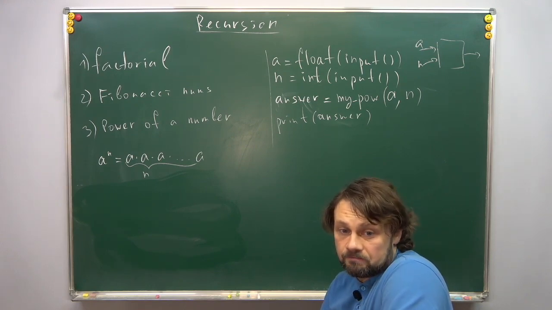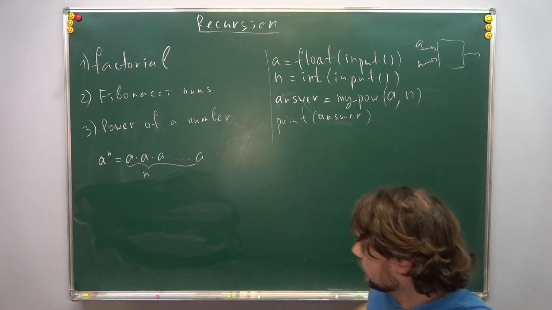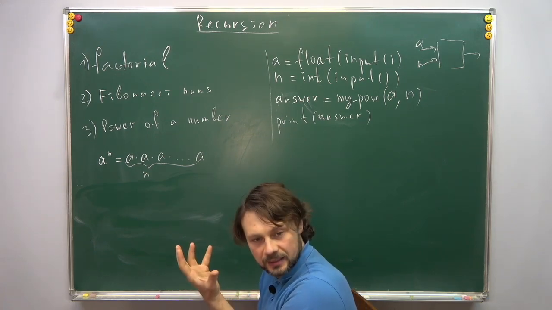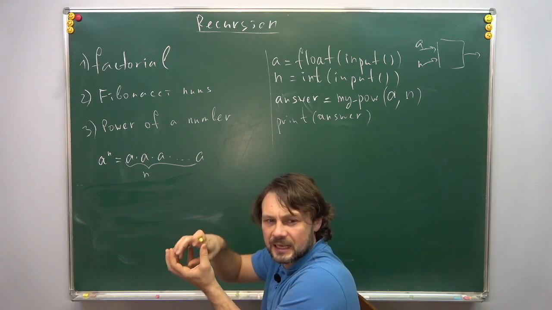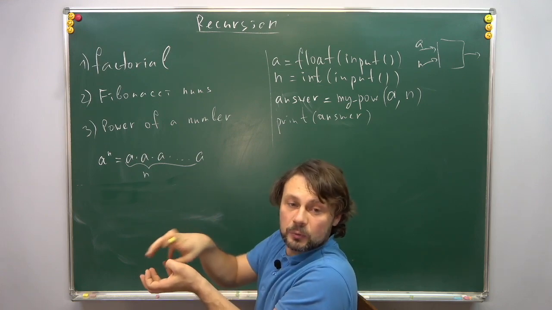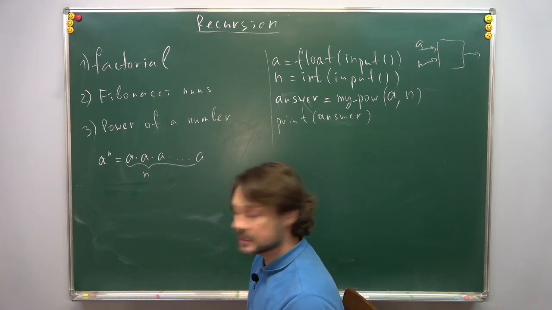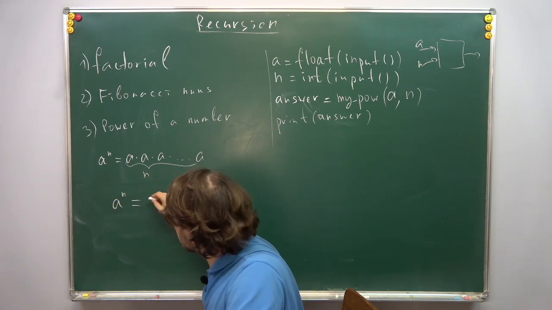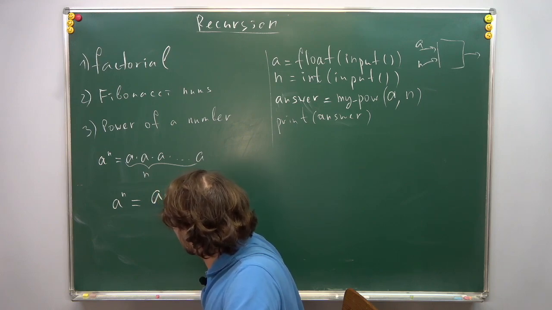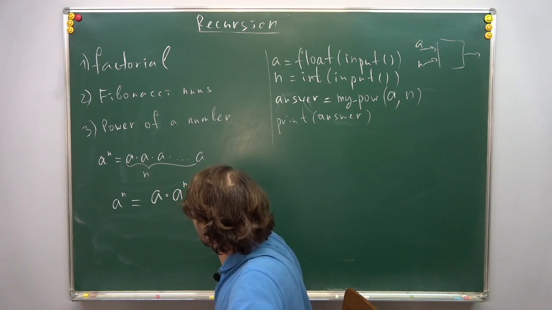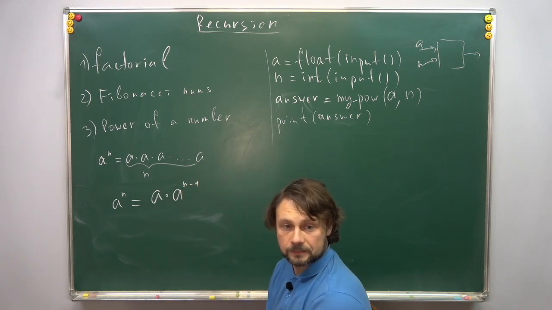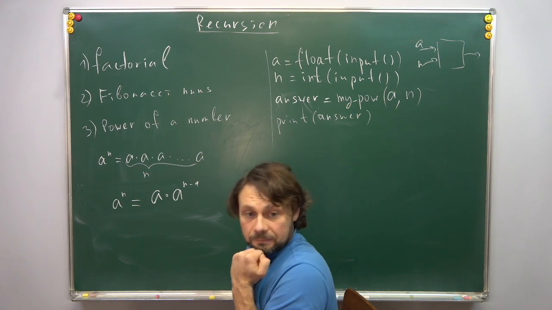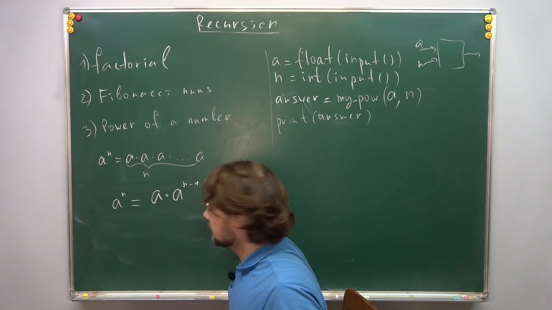Where is recursion here? Can't see. To program recursion, first of all, you should understand what the task is, and what could be some subtask decomposed from the initial task. Yes, it's the case, because a in power of n from math is a multiplied by a in power of n minus 1. This is always correct.